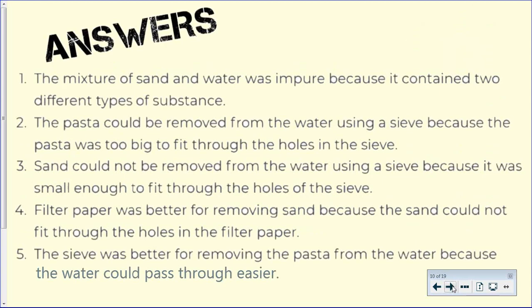Okay, let's go through the answers. The mixture of sand and water was impure because it contained two different types of substance. The pasta could be removed from the water using the sieve because the pasta was too big to fit through the holes in the sieve. Sand could not be removed from the water using the sieve because it was small enough to fit through the holes in the sieve. Filter paper was better for removing sand because the sand could not fit through the holes in the filter paper. Napkin in our case. The sieve was better for removing the pasta from the water because the water could pass through easier. Well done if you got those answers correct.